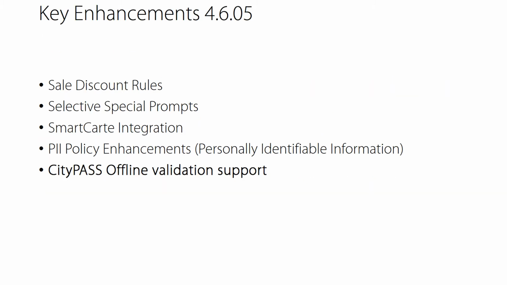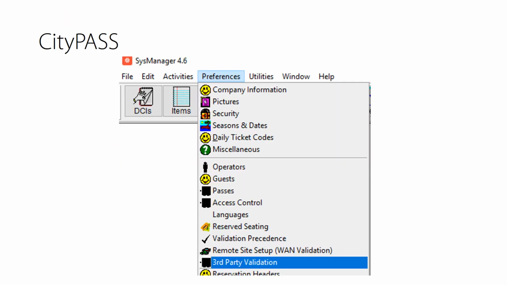CityPASS is a prepaid ticket booklet offered in many major cities that provides access to popular tourist attractions in those cities. We introduced CityPASS integration earlier this year and have been steadily improving the functionality. CityPASS interacts with the Accesso Seriousware via an API connection, allowing for validation of the barcode provided by CityPASS within the Accesso Seriousware database. In SysManager, you will see a new feature added to the Preferences menu called Third-Party Validations.